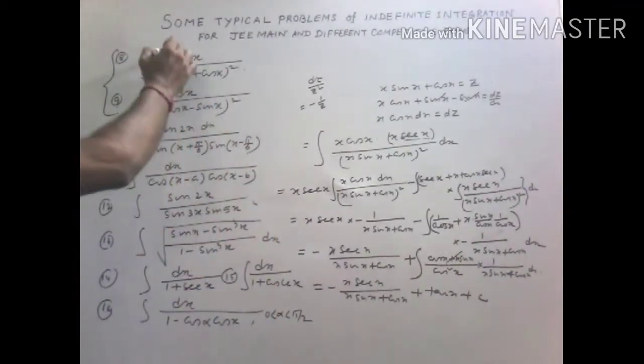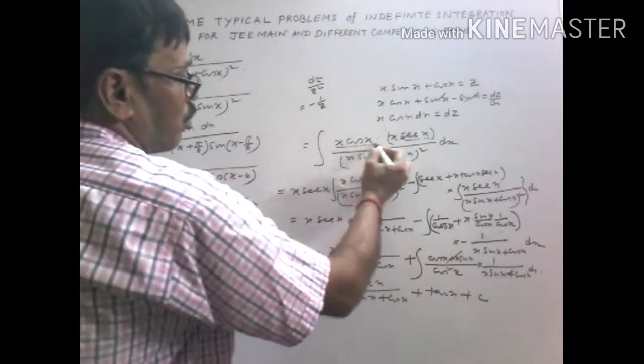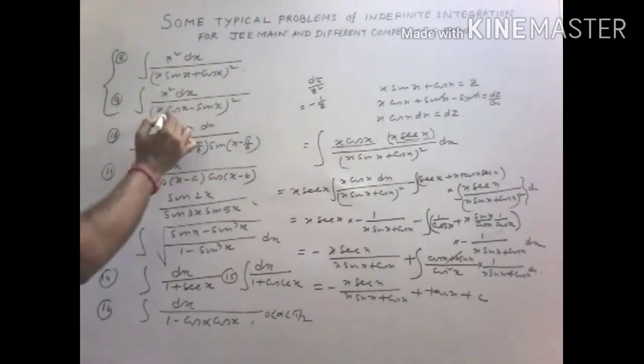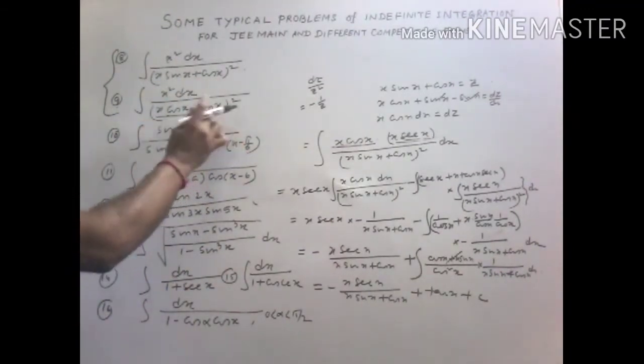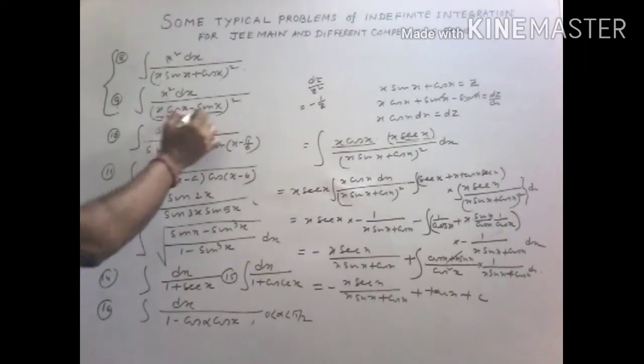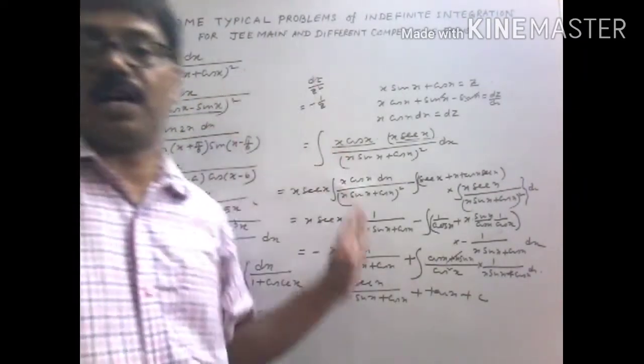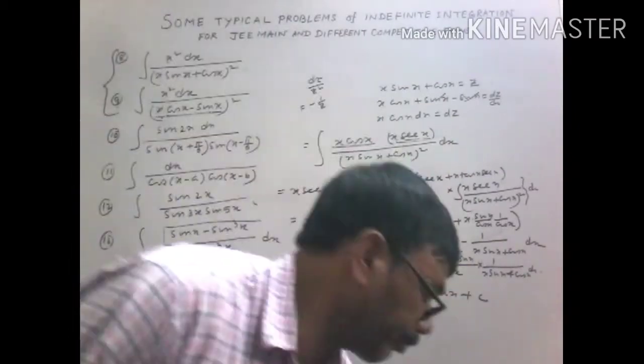So this is a typical one, x square. So you have to write x cos x into x sin x. Similarly for the second one, if you put this equal to z, then you write the derivative of this. What is the derivative of this? You look, then you use the same procedure.